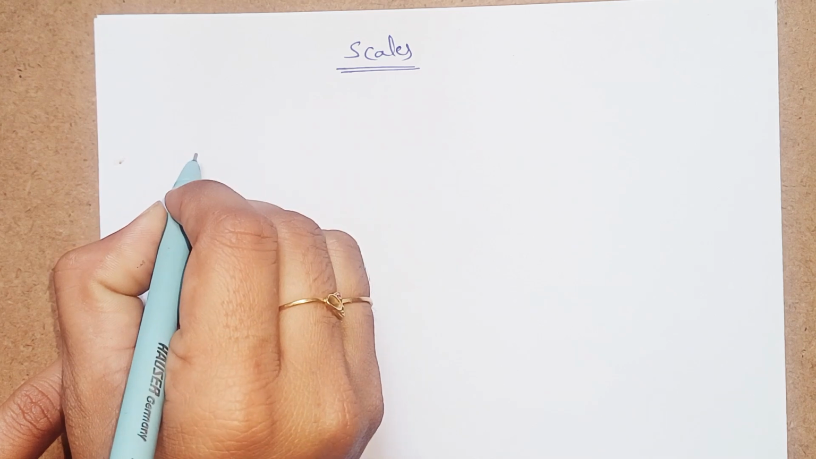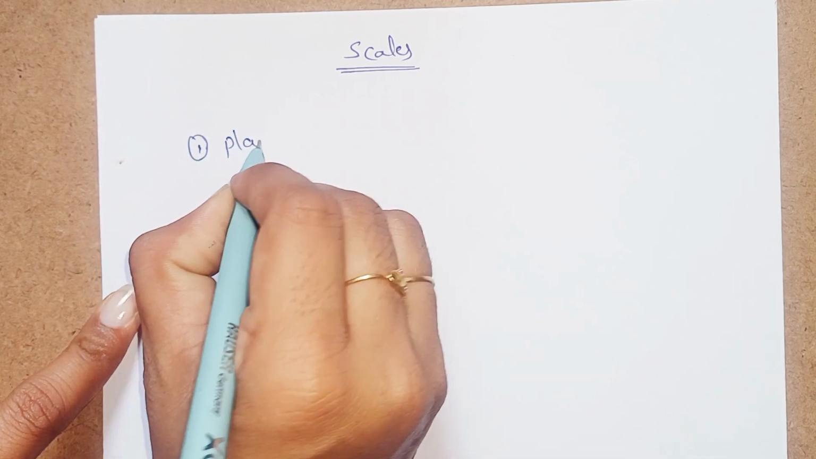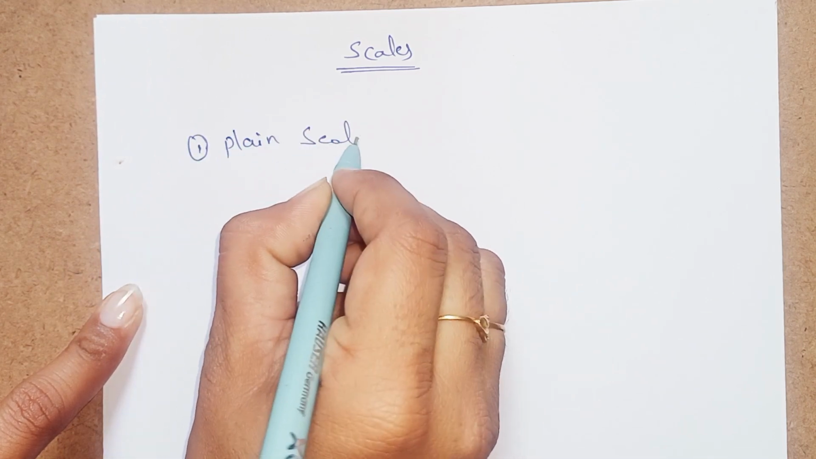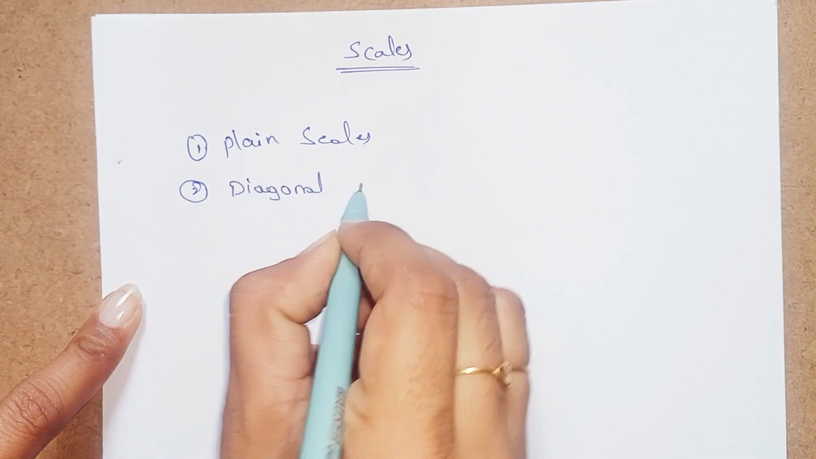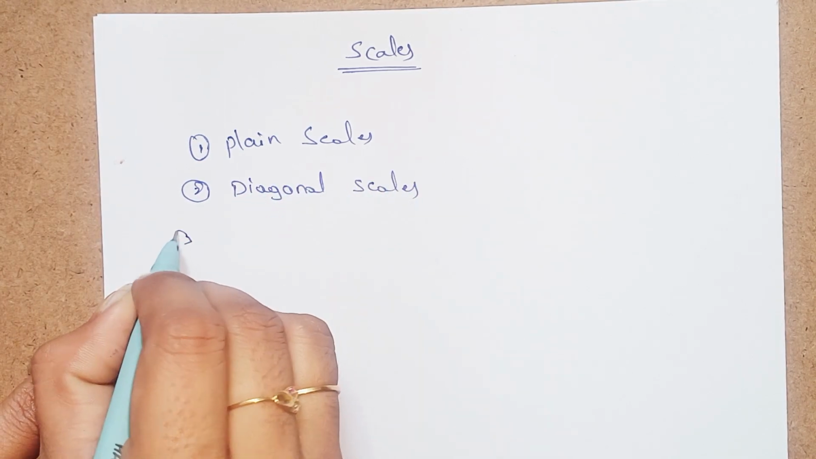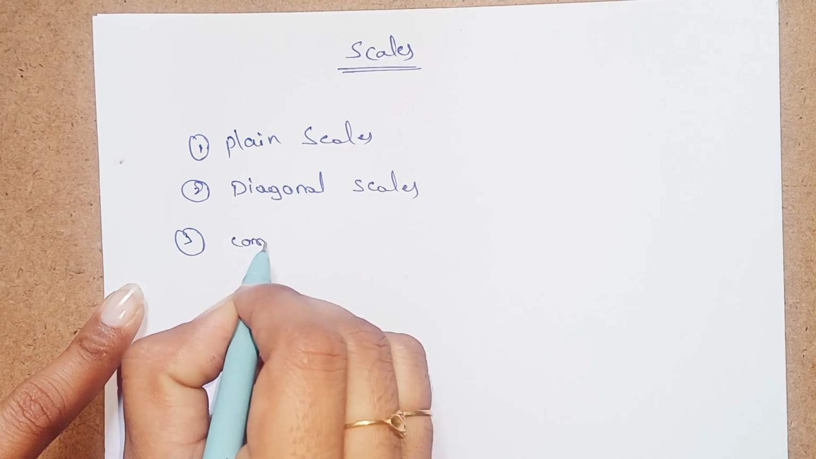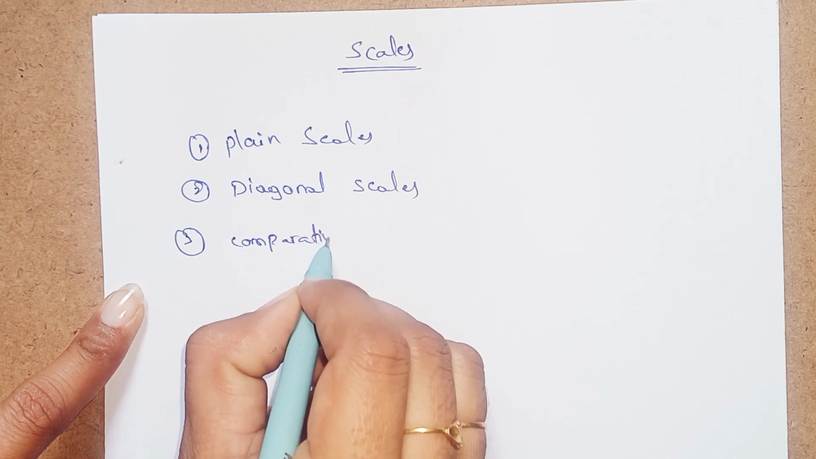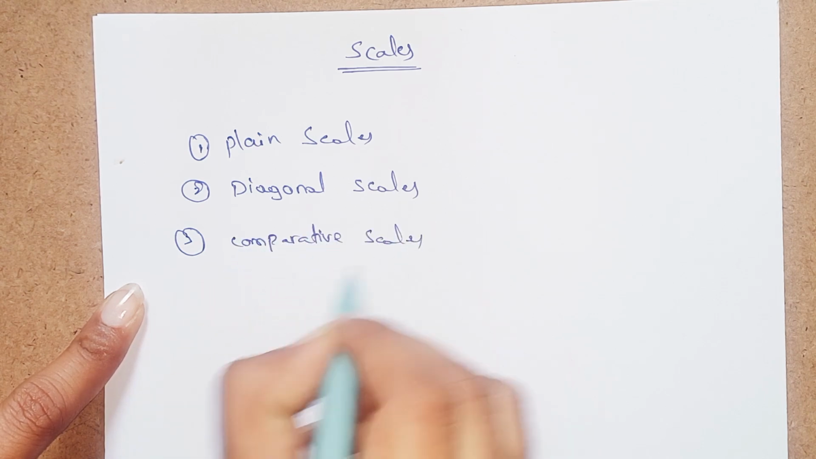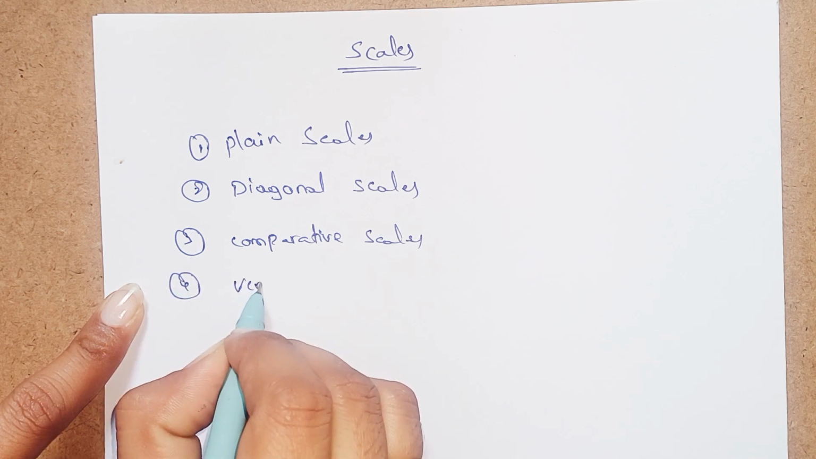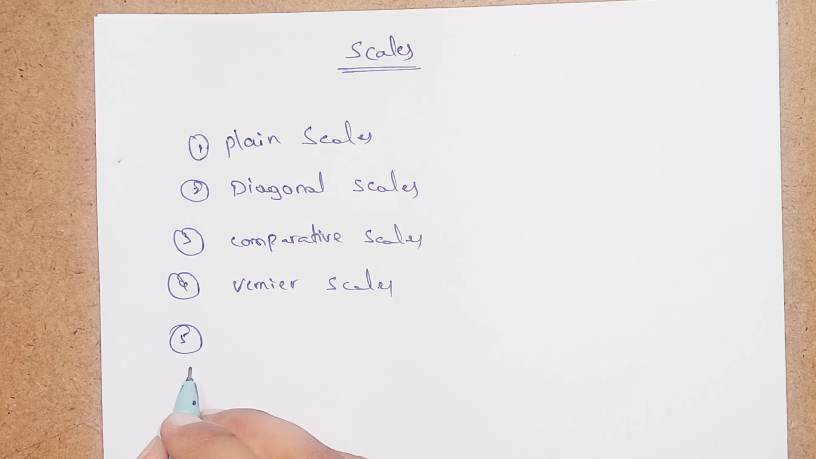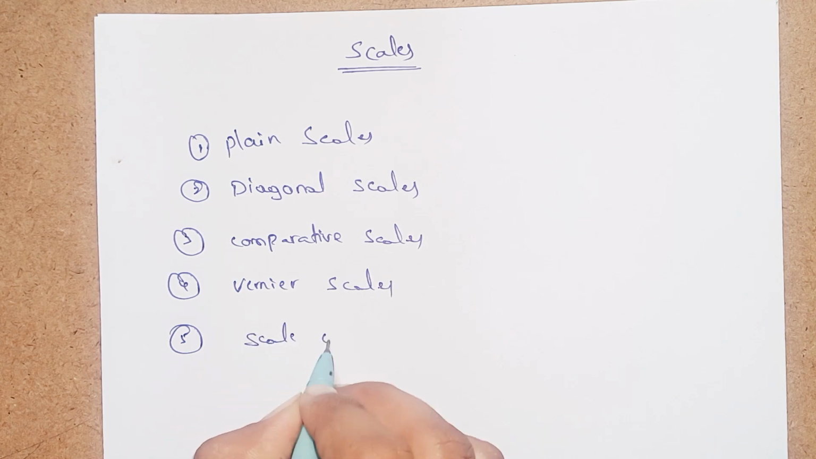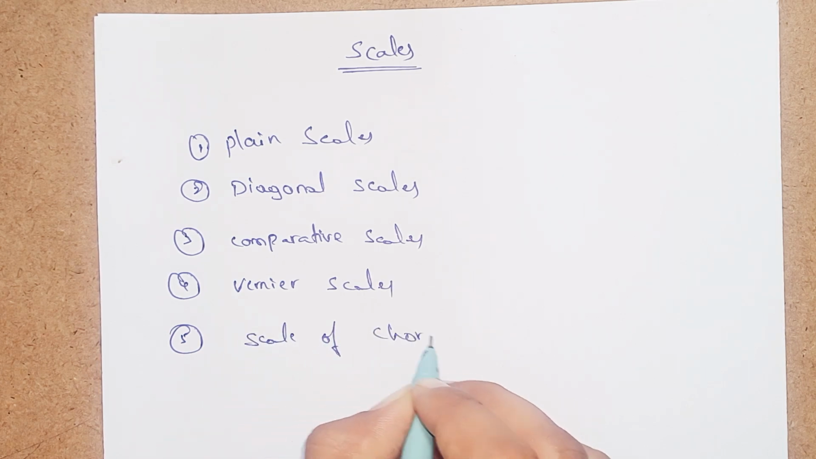the first one is the plane scale, the second one is the diagonal scale, the third one is the comparative scale, the fourth one is the vernier scale, and the fifth one is the scale of charts. So these are the types of scales.